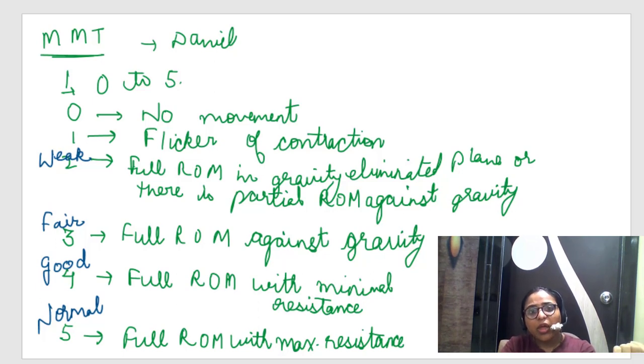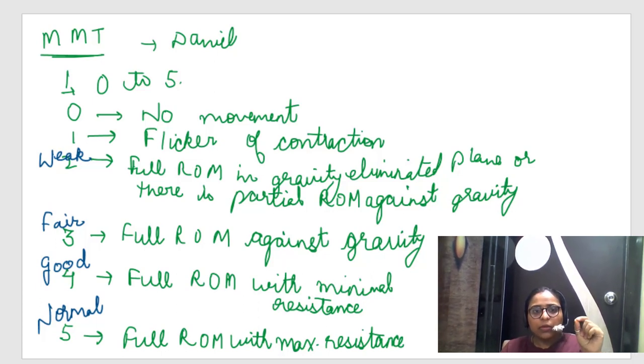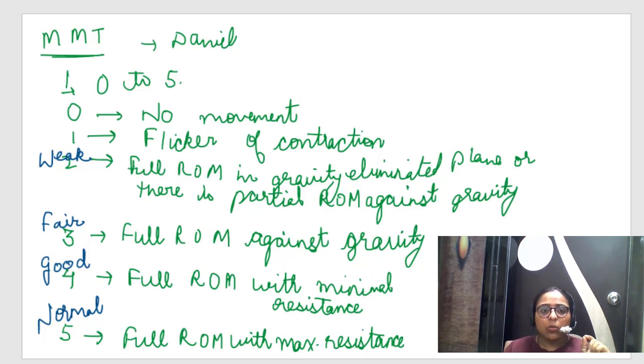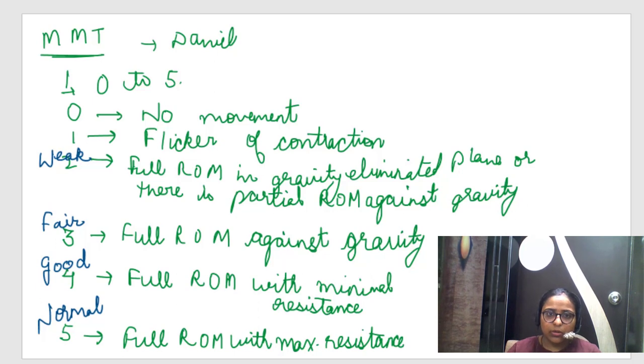If he is trying to do that and is unable to do the movement, but you feel at the tendon that there is a movement, you can palpate at the tendon and your tendon shows the contraction, then you provide the patient grade 1, that is flicker of contraction, right. But if that flicker of contraction is also not there, then you provide the muscle grade 0, right. So this is your MMT, clear.